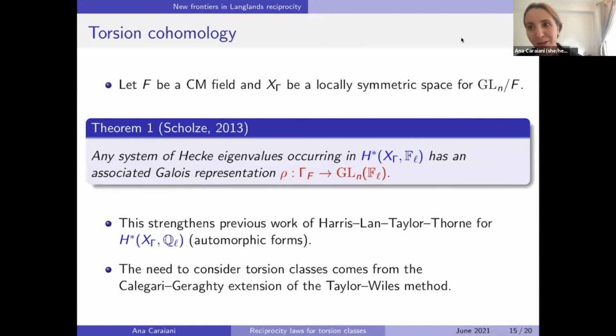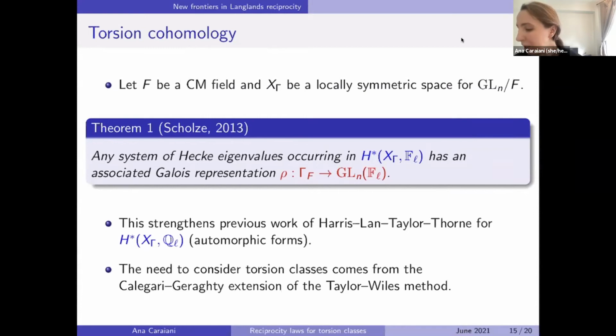So in 2011, Calegari and Geraghty proposed an extension of the Taylor-Wiles method to the setting of GL_N over a number field. The Taylor-Wiles method that was so successful in proving modularity lifting theorems for GL2 over Q, and then also for some definite unitary groups, depends on a particular numerical criterion that just breaks down when you go to GL_N over a general number field.